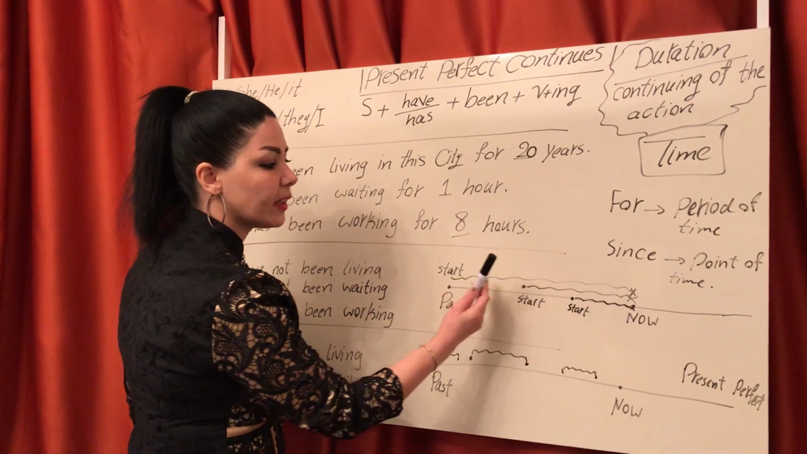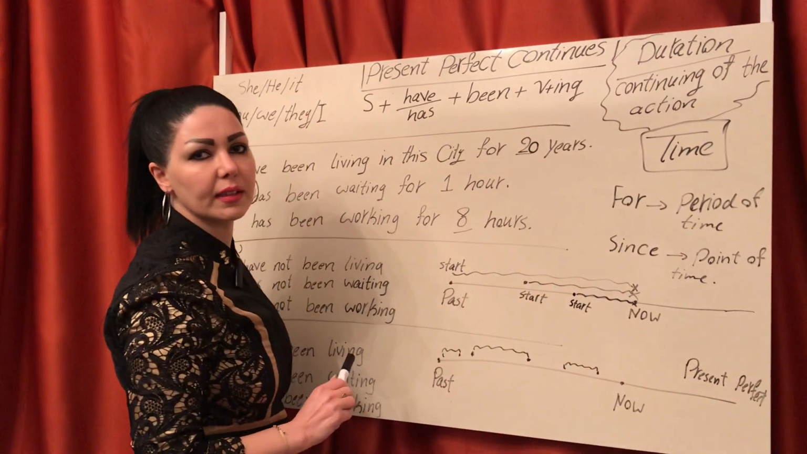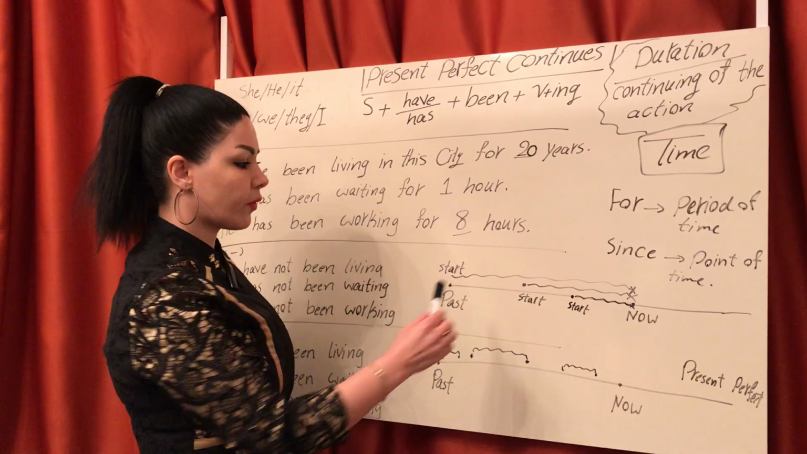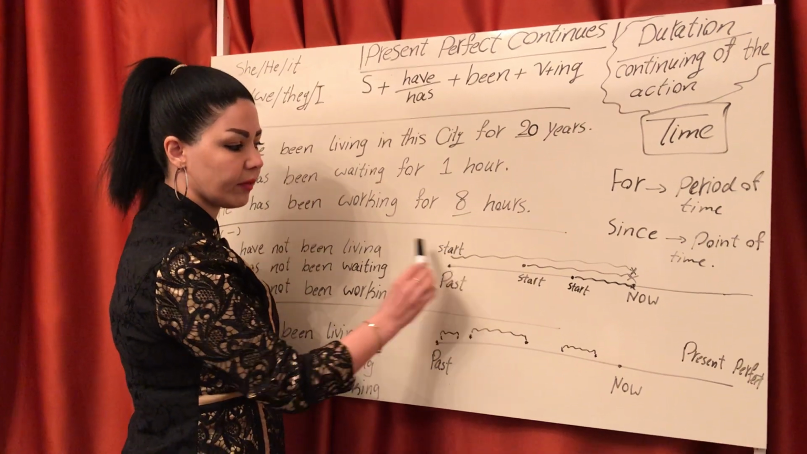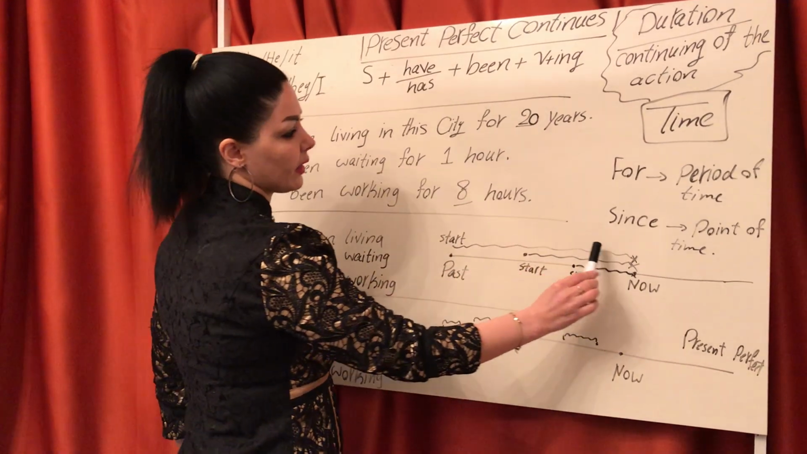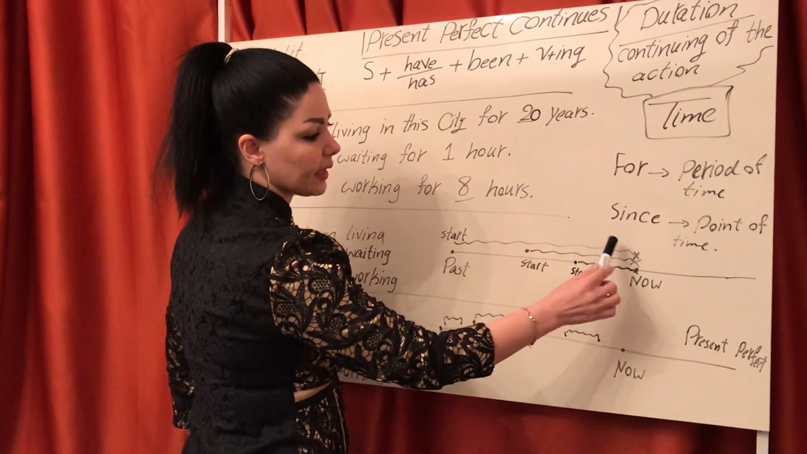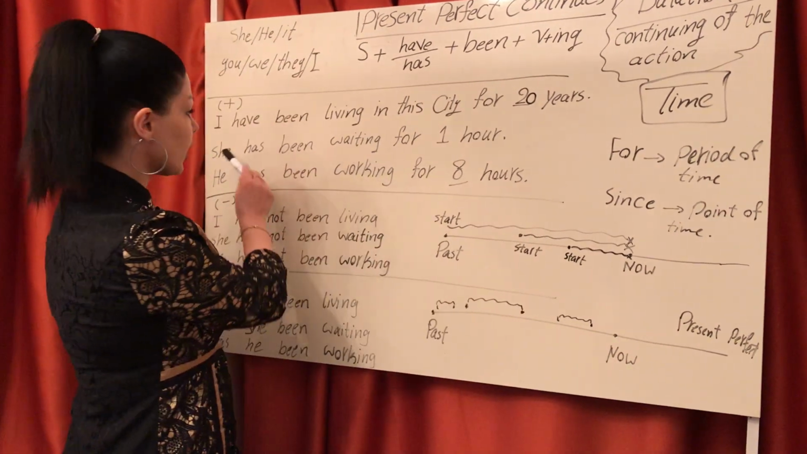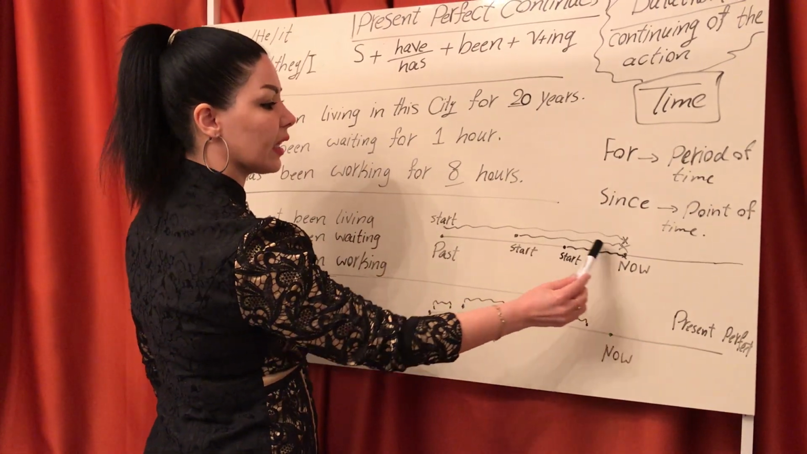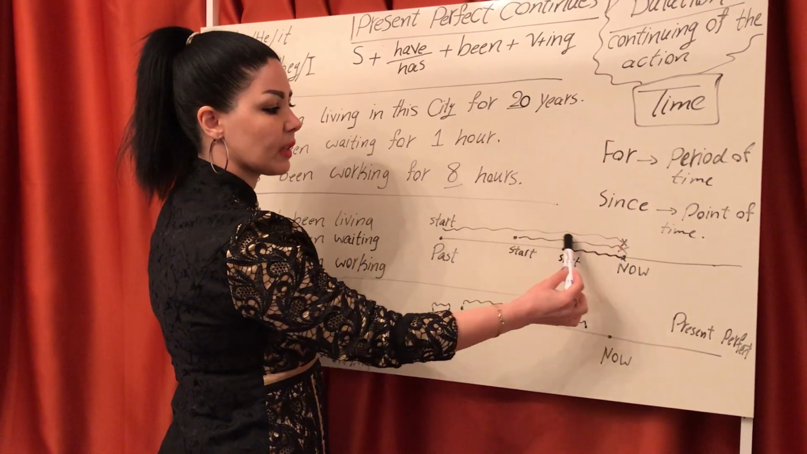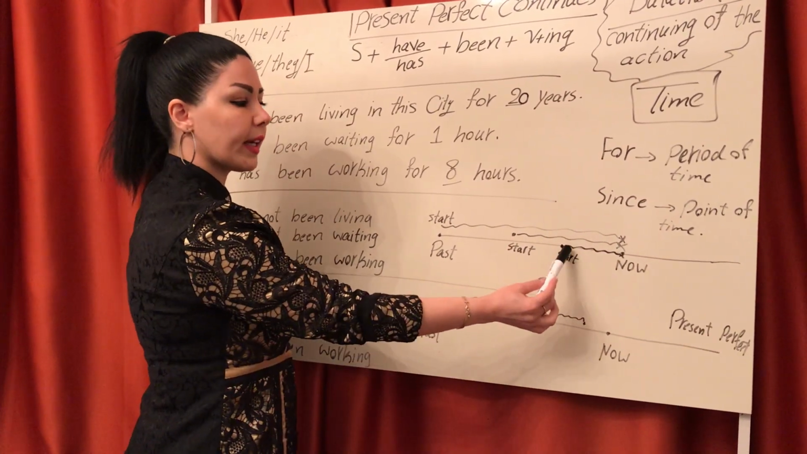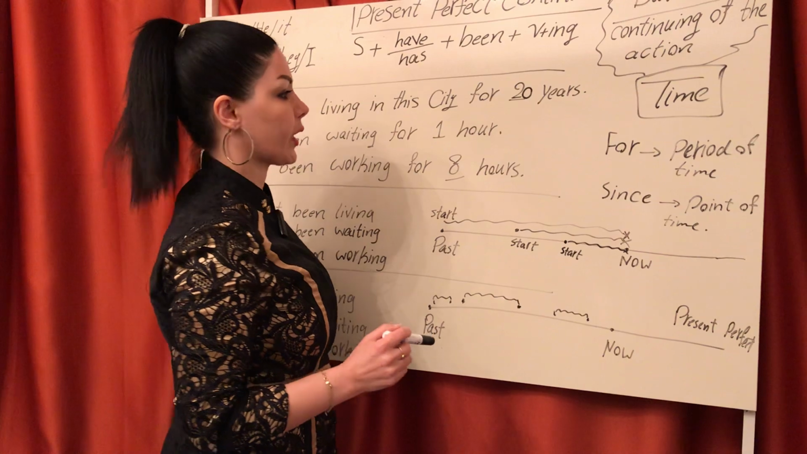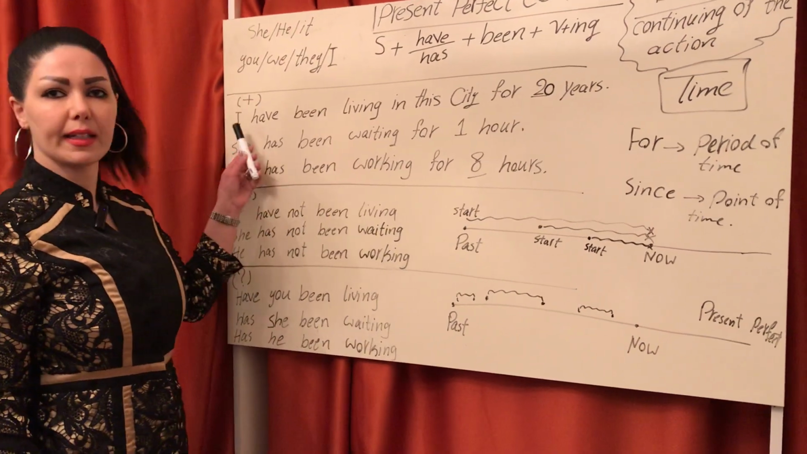In this tense, continuing is important. We speak about time. Time is important for us. For example, I have been living in this city for 20 years. It means now I am living here yet. Or she has been waiting until now. Or he has been working until now. Okay? For example, look at example.